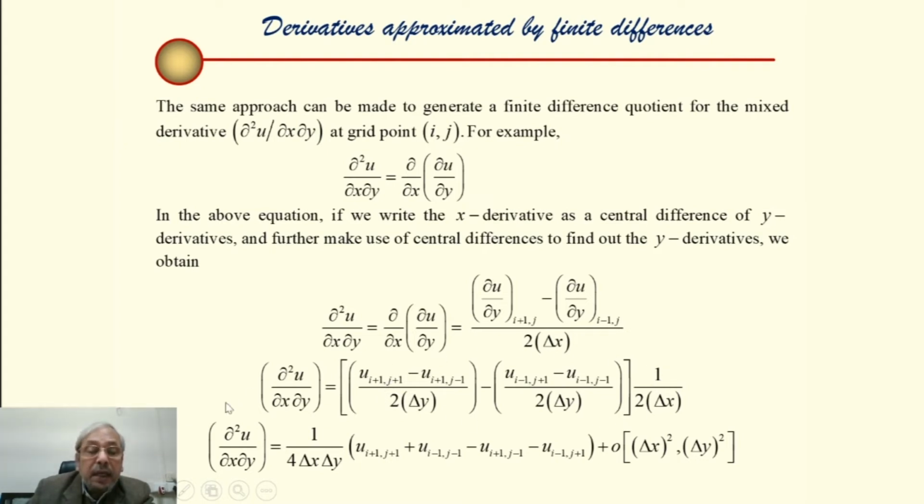And then the final expression, the finite difference quotient for del 2u del x del y, becomes 1 by 4 delta x delta y multiplied by, within bracket, u_i+1,j+1 minus u_i-1,j+1 minus u_i+1,j-1 plus u_i-1,j-1. And this is basically second order accurate in both the spatial directions.